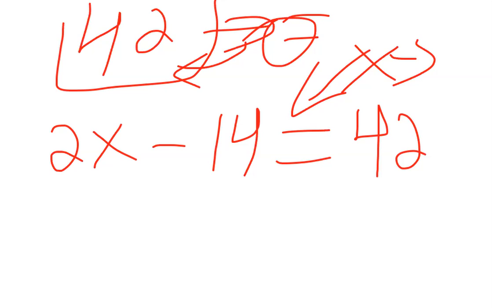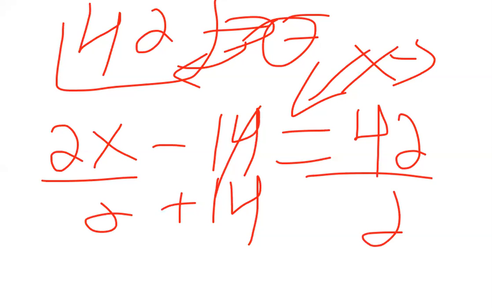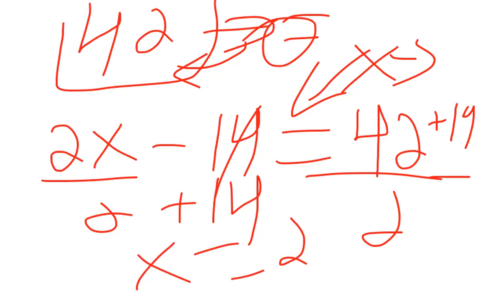So this is what the problem turns out to be, and it's pretty simple. You just add 42 plus 14, and then you just divide by 2 ultimately after that. And you end up getting x is equal to 28. And that is your answer, and you move on. The hard part is translating to math.